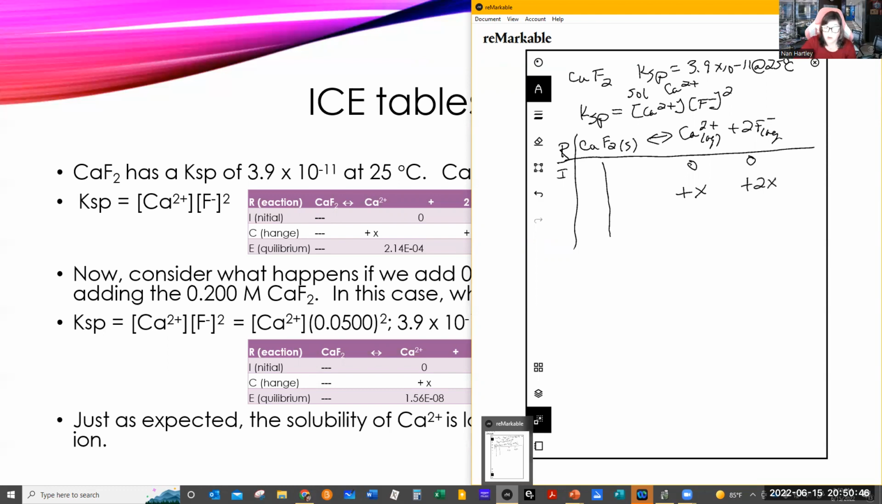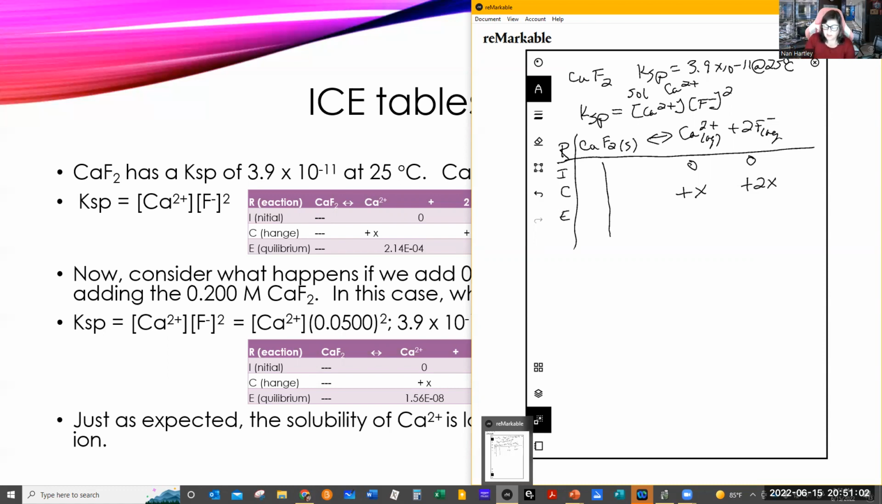So since I get 2 F's out of this, right here, I have to make sure that that's a 2x down here. That stoichiometry is how we get that factor. Okay, that's our change. And then we want to talk about that equilibrium.